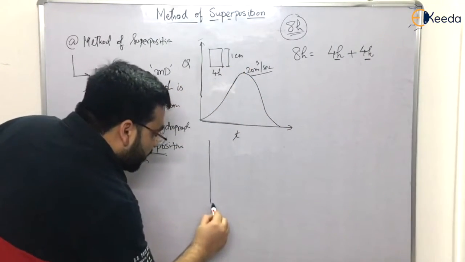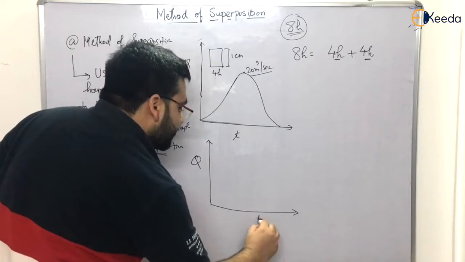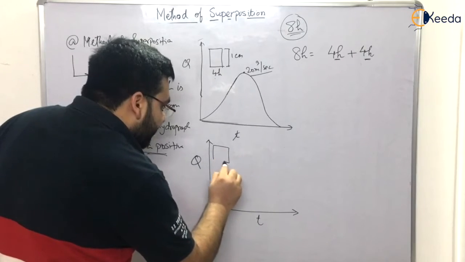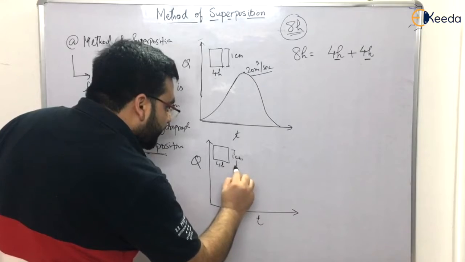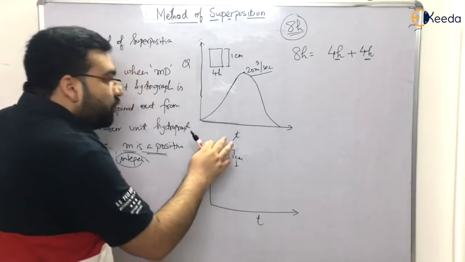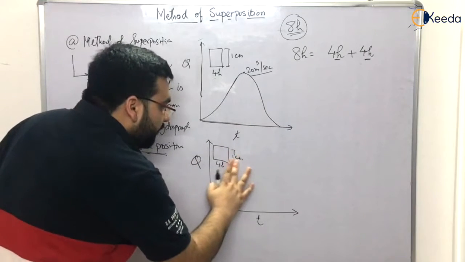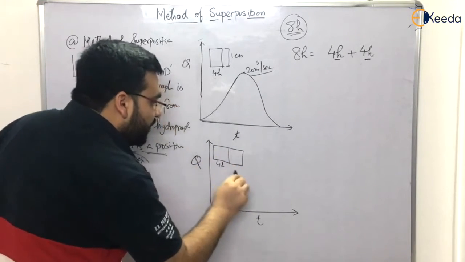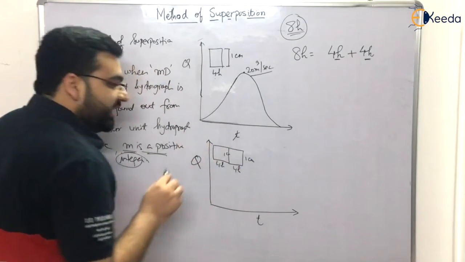Now, can I write it like this? Let us say I want to draw an 8-hour unit hydrograph. This is discharge versus time, right? So first, this is for 4 hours, 1 centimeter. Now again, if I want to calculate an 8-hour unit hydrograph, can I write 4 plus 4, right? So 4 plus 4. This is also 4 hours. This is a 1 centimeter unit hydrograph and 1 centimeter, right?